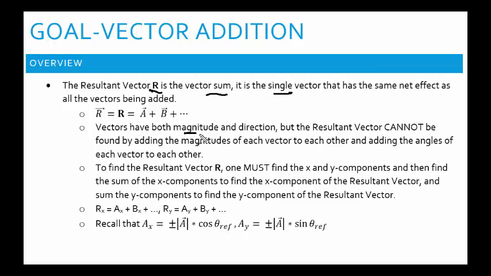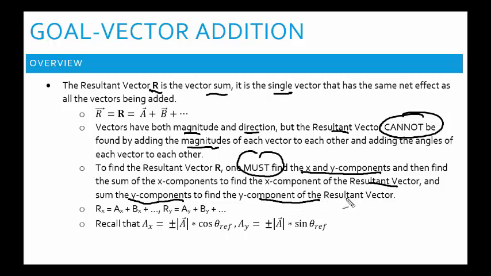Vectors have both magnitude and direction, but the resultant vector cannot be found by simply adding the magnitudes of each vector to each other and adding the angles of each vector to each other. To find the resultant vector, we must find both the x and y components of each vector being added, and then find the sum of the x components to find the x component of the resultant vector, and then likewise sum the y components of each vector to find the y component of the resultant vector.